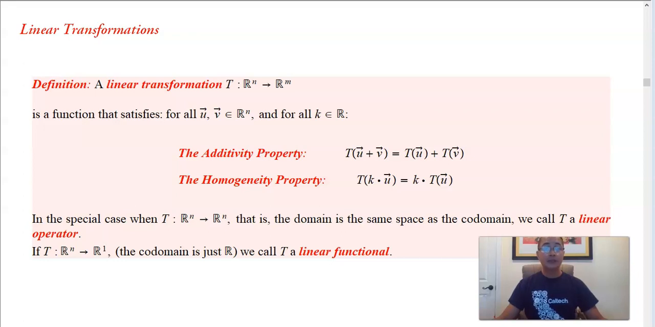In the special case when T has the same domain as codomain, so it goes from Rn to Rn, the same space, we call T a linear operator, or just an operator. If T has codomain R, which we symbolize as R1, in other words, T goes from Rn to R1, we also call T a linear functional.